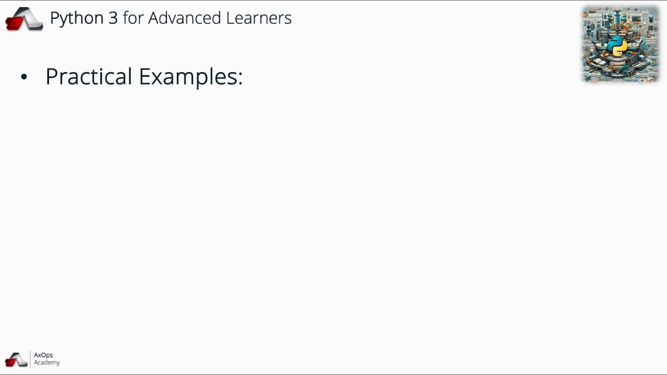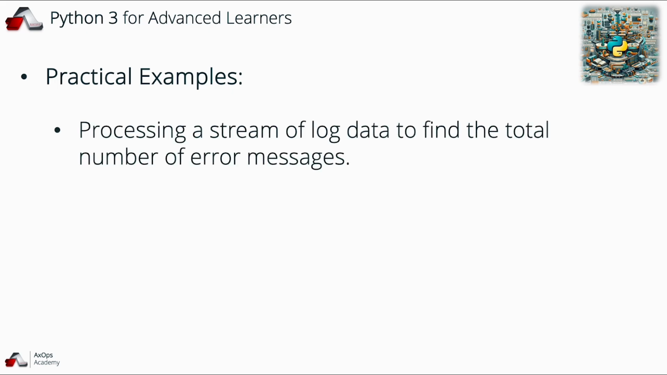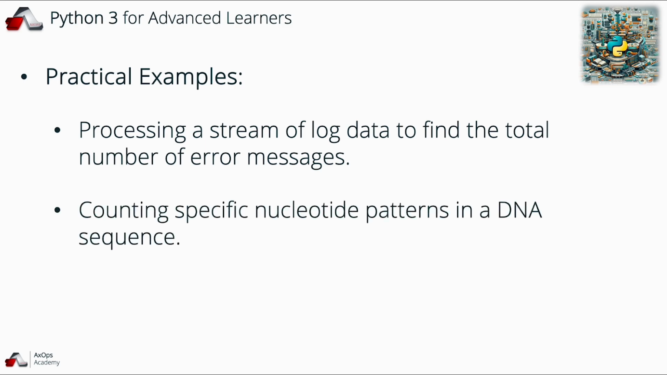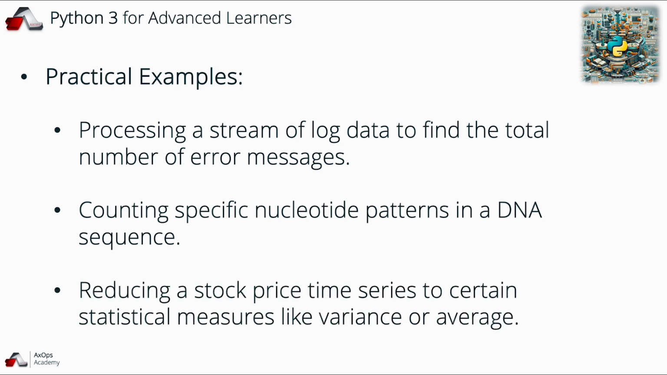In terms of practical examples, processing a stream of log data to find the total number of error messages is a good example of how reduce could be used in a streaming log processing context. In this particular case, you could use the reduce function with addition as the binary operation. Next, in genome pattern recognition, for instance, you might need to count specific nucleotide patterns in a DNA sequence. Reduction could simplify this process. And finally, in stock price anomaly detection, detecting anomalies in stock prices over a period of time could involve reducing a dataset to certain statistical measures like variance or averages, which would help in identifying outliers.